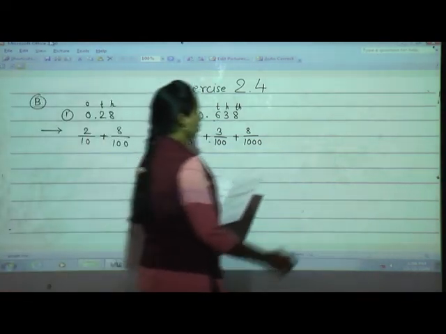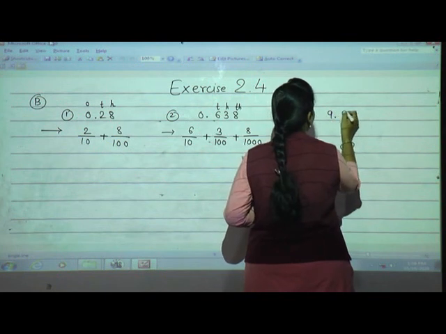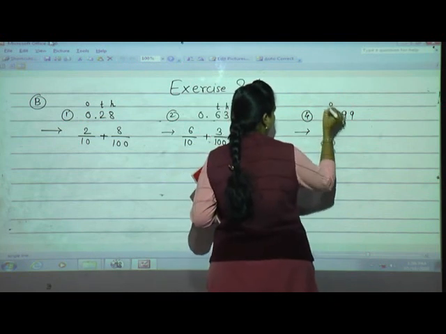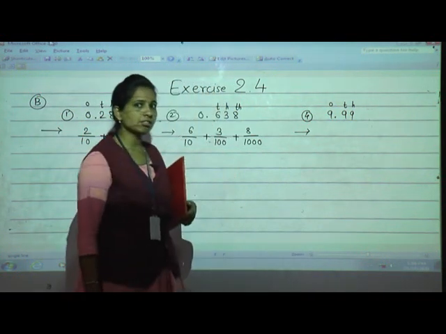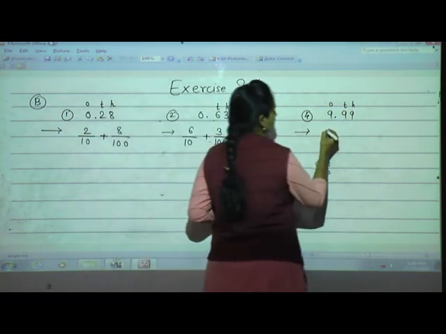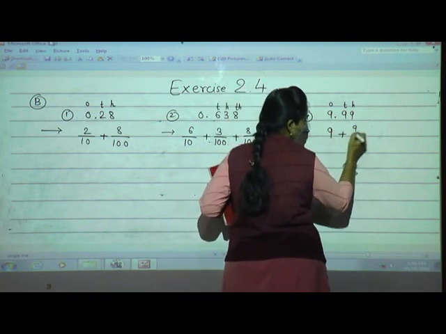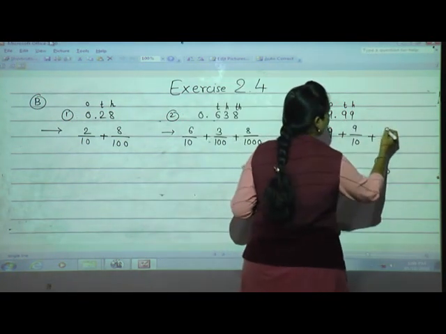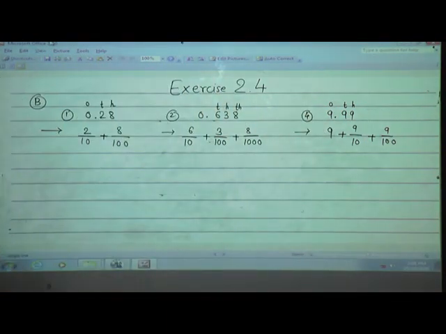Now fourth one I will solve for you. 9.99. Now see, before the decimal ones and after the decimal tenths and hundredths. Now ones means we will write as it is, 9 plus. Now 9 tenths, so 9 upon 10, and 9 hundredths means 9 upon 100. Are you getting? Very simple. Now next example I will solve for you.